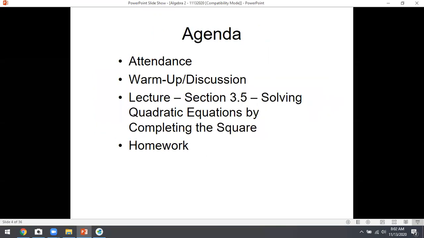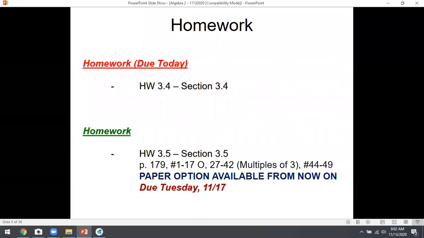For example, here's what today's would look like. And if you are intending to do this on paper, take a minute and write this down. Homework 3.5 will be the new one. It's on page 179 of your online textbook. It's problems 1 through 17.